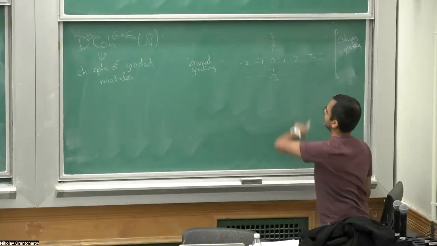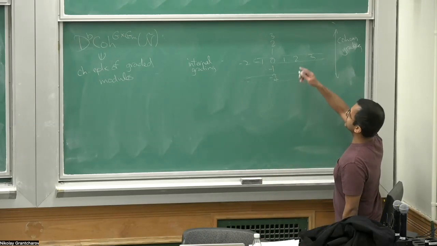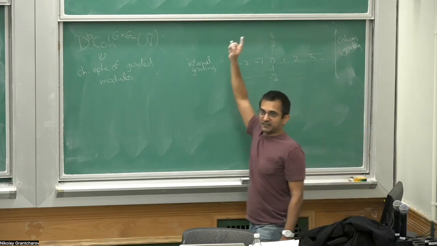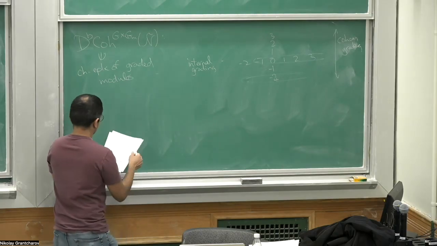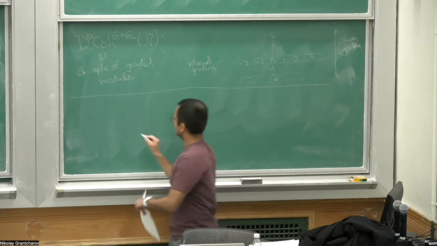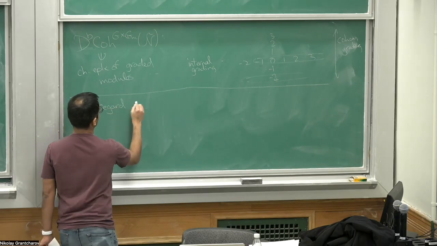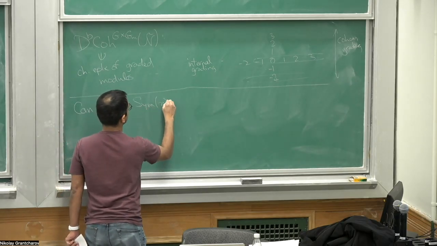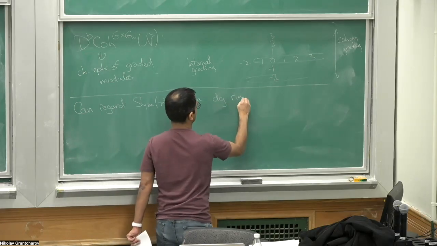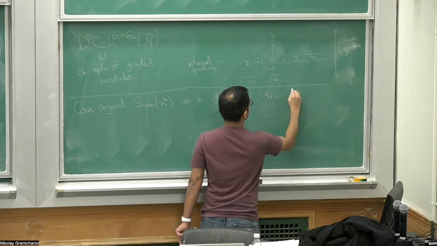I've got a graded ring here. So instead of looking at 2 different gradings, I could identify the 2 gradings. And identifying the 2 gradings is the same as taking this graded ring, the symmetric algebra I have, and regarding it as a DG ring with trivial differential. Okay. So I can regard Sym n star as a DG ring with trivial differential.